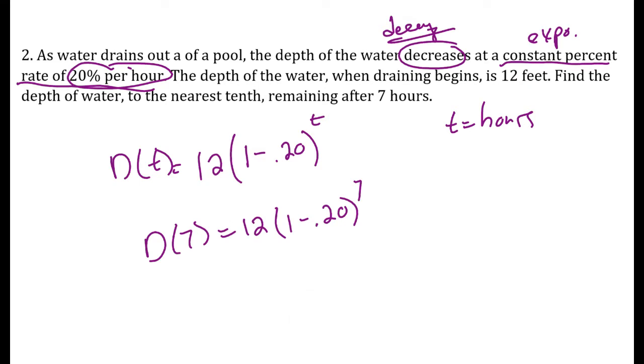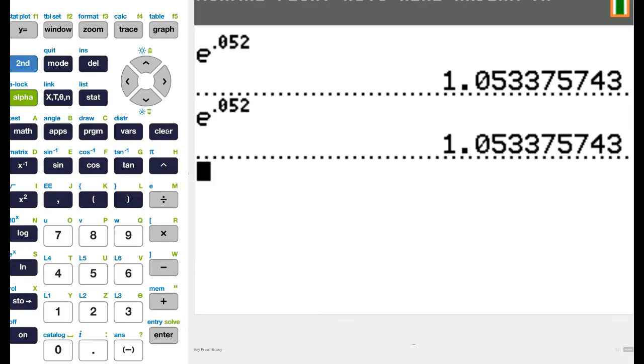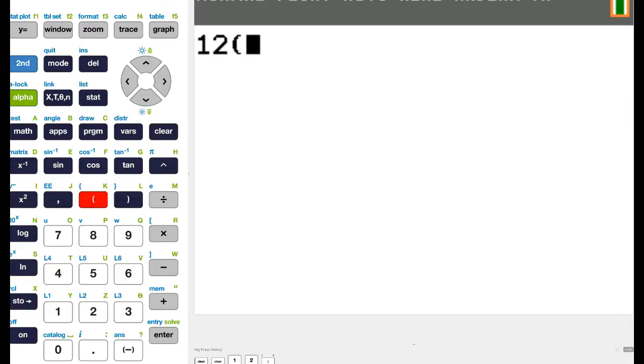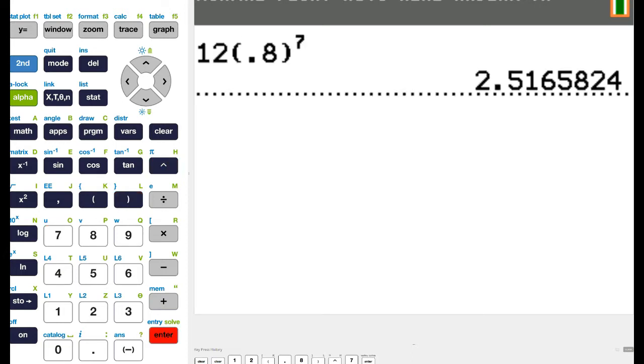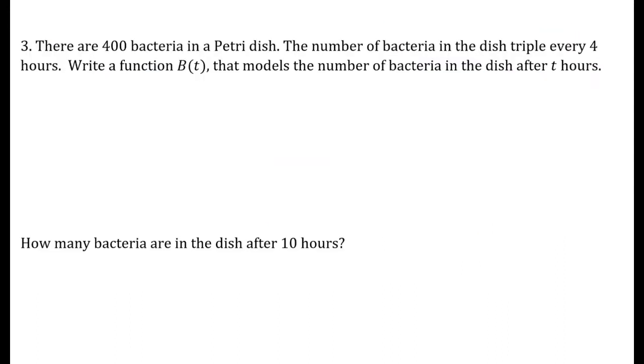So if you did 1 minus 0.20, you would see that it's 12 times 0.8 to the 7, which makes sense because if we're losing 20%, we're keeping 80% of it. So 12 times 0.8 raised to the 7. After 7 hours, there's about 2.5 feet of water left. Approximately 2.5 feet of water is the depth. So be careful when it's decay functions if it's decreasing. Exponential functions model that constant percent rate of change.